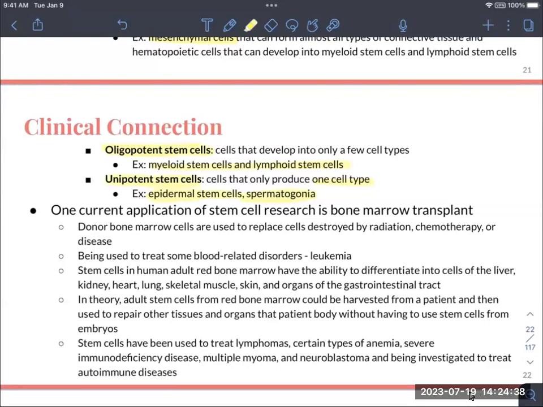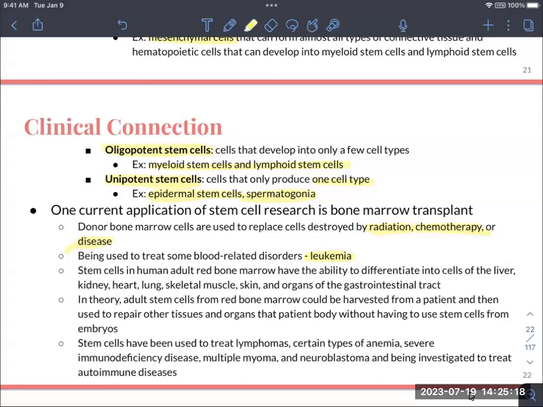Stem cell research right now is used through bone marrow transplant only, just because there's a lot of different ethical reasons about some of this stuff. So they take bone marrow cells. They tend to replace them from somebody who's had bone marrow cancer. So there's been radiation, chemotherapy, or somebody who has diseased bone marrow. A lot of times it's leukemia, because leukemia affects white blood cells and it's usually affecting bone marrow.